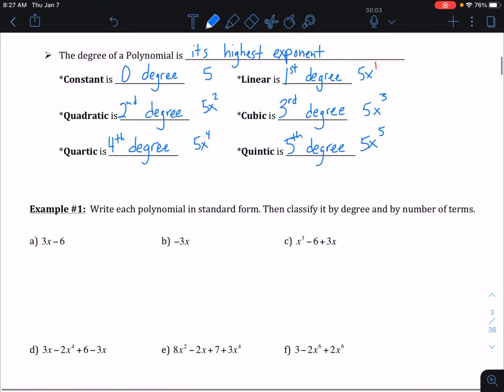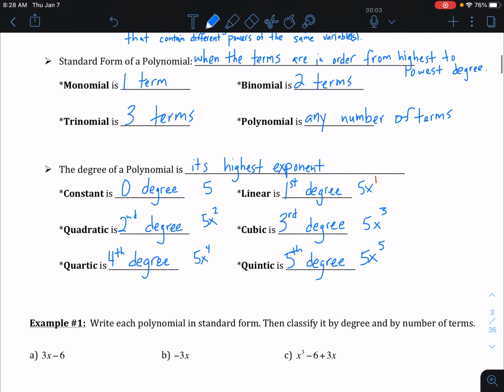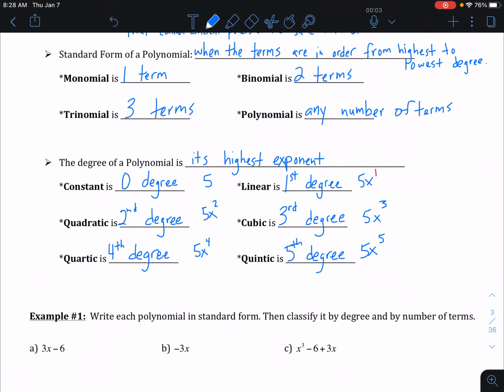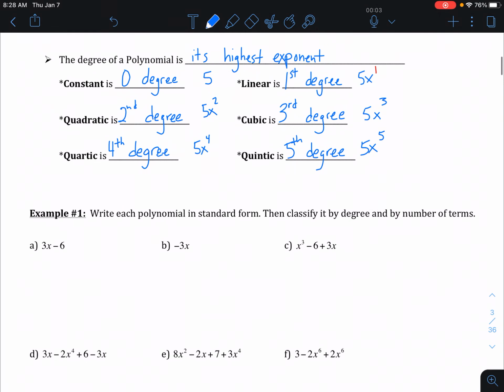A quadratic, such as 5x squared, is considered a second degree. Cubic, such as 5x to the third or 5x cubed, is considered third degree. Quartic, such as 5x to the fourth, is a fourth degree. And quintic, a fifth degree, is an example of 5x to the fifth. So you have to memorize these things on the page: monomial, binomial, trinomial, and the degrees constant up to quintic.